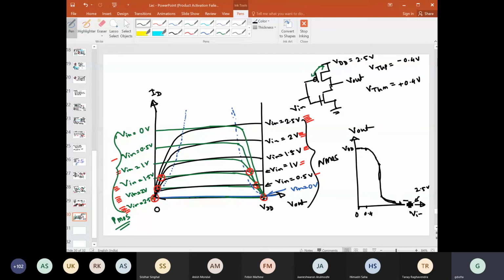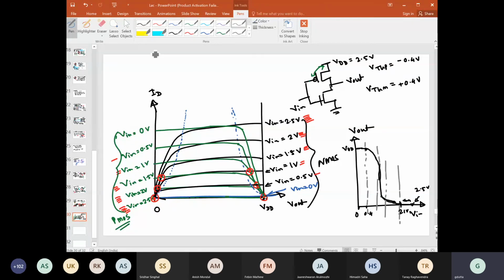And this is 2.5 minus 0.4 here; beyond this point that PMOS transistor cuts off. So this is basically 2.1 volt. This will be the shape of the VTC for this transistor. Depending on that, you can divide this region into a couple of regions.